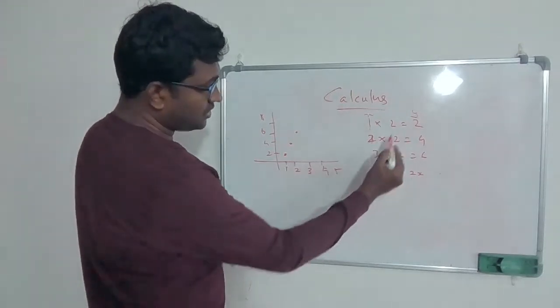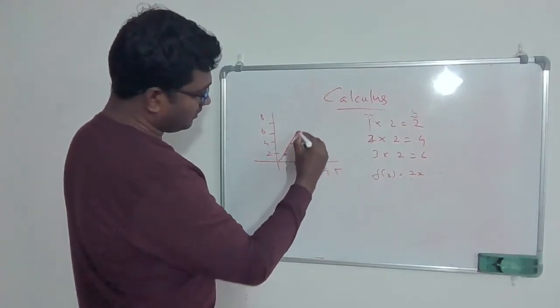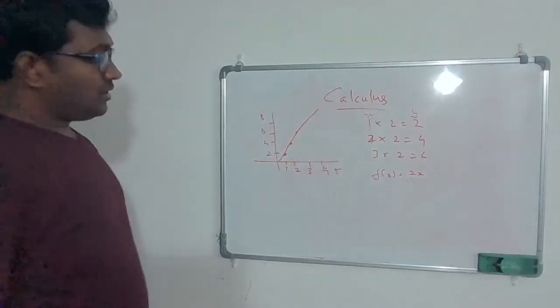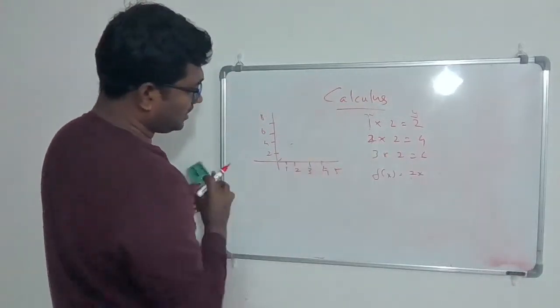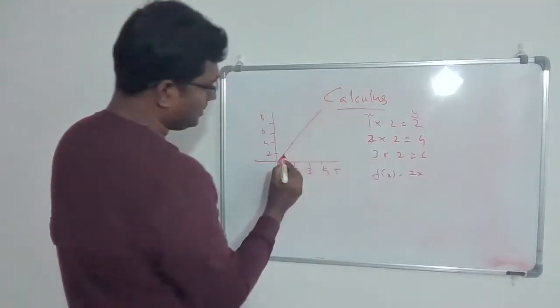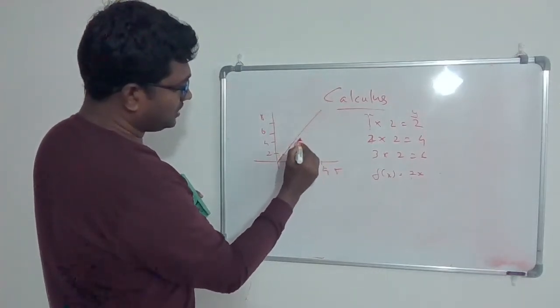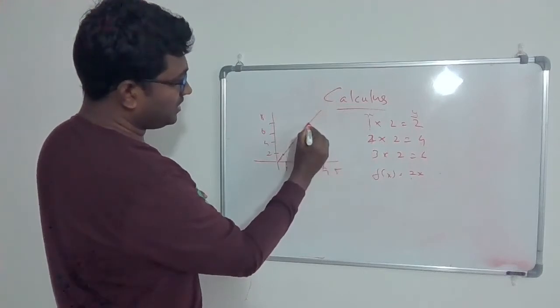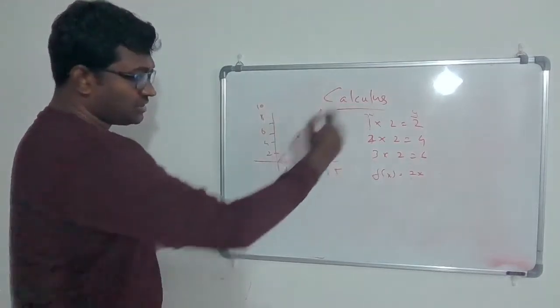If x is equal to 0, the output will also be 0. So it starts here and forms a straight line. 2, 4, 6, and 4 becomes 8, 5 becomes 10, and so on. So it's a straight line.